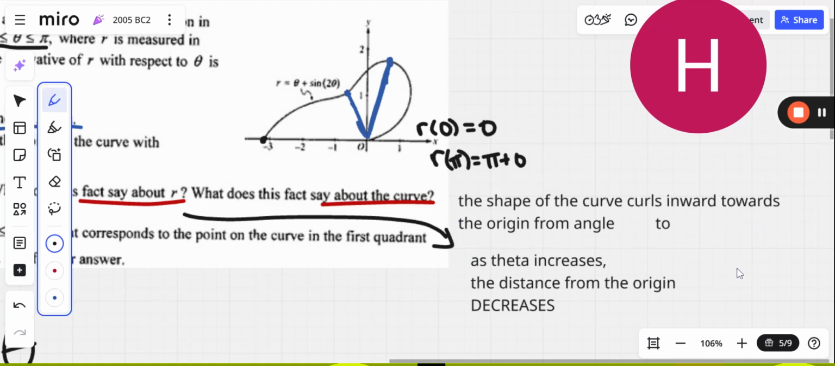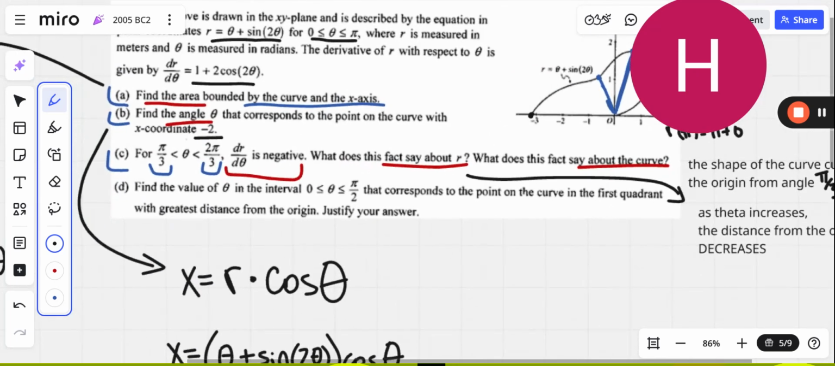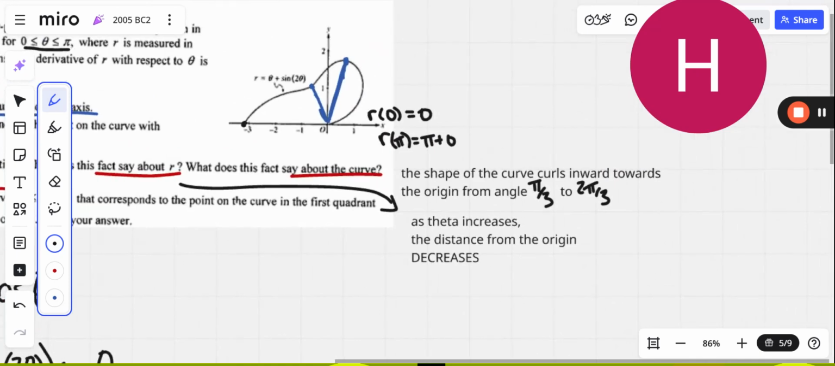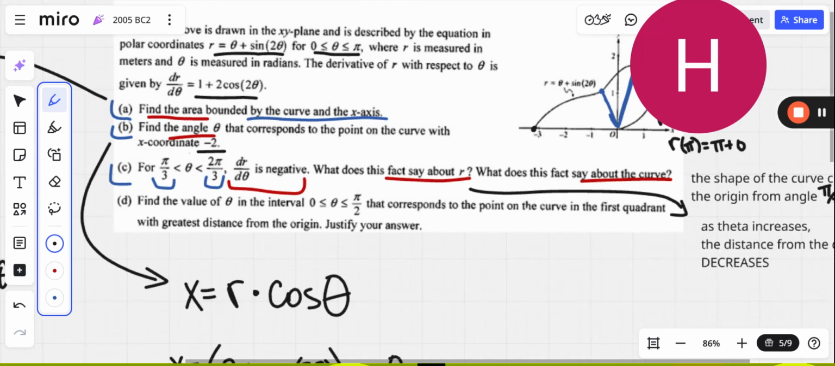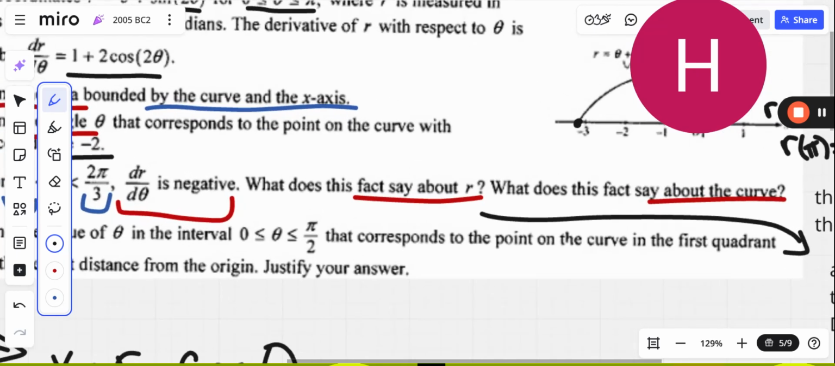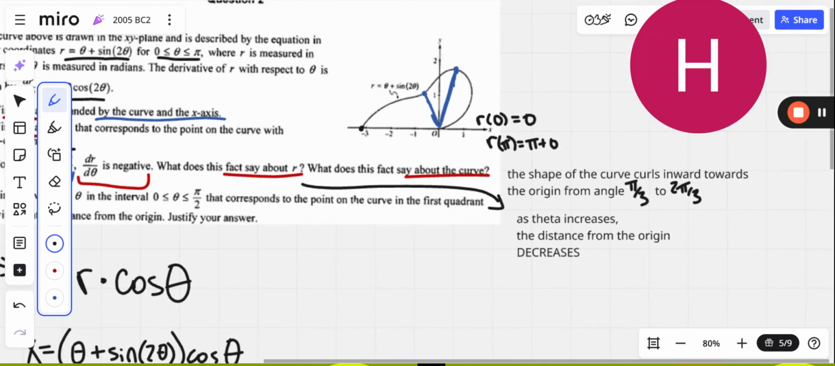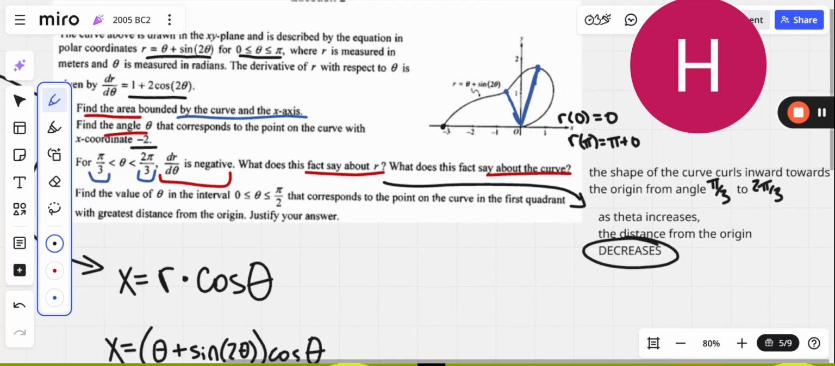from angle pi over 3 to 2 pi over 3. That's the best that I think I can answer that. I might not get full points for that. There could be something very important that I'm missing here, but I think it should be all right. I don't know what that says about r necessarily. It just says r is decreasing. And what it says about the curve is more about the shape of it, that it's curling back towards the origin.